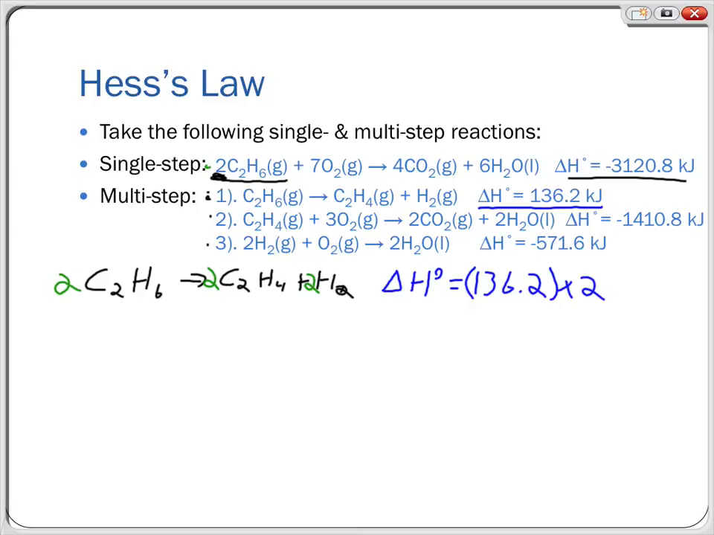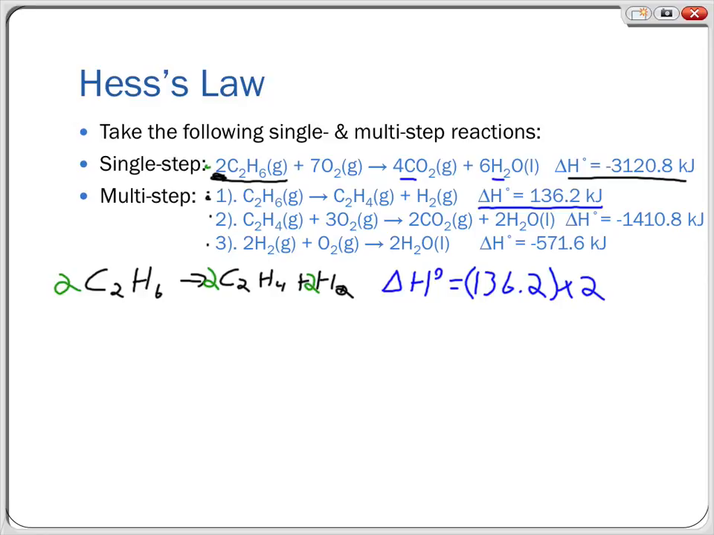So the next thing in terms of doing this is we've got to figure out how exactly we're going to get rid of our next thing here. So we've got C2H6, that's where it needs to be. But this produces C2H4, and we really don't want to have C2H4. That's not one of our products in the original one here. And so to cancel out the C2H4, since the C2H4 is on the product side, we're going to want to react it.